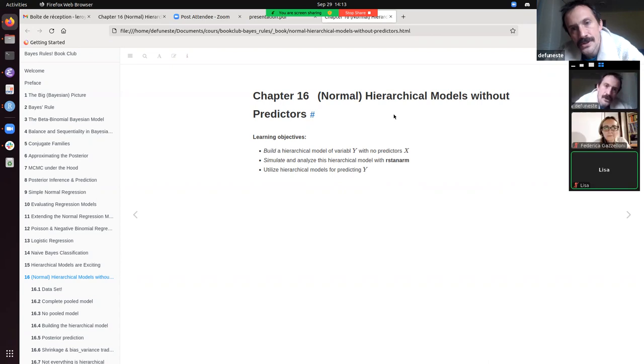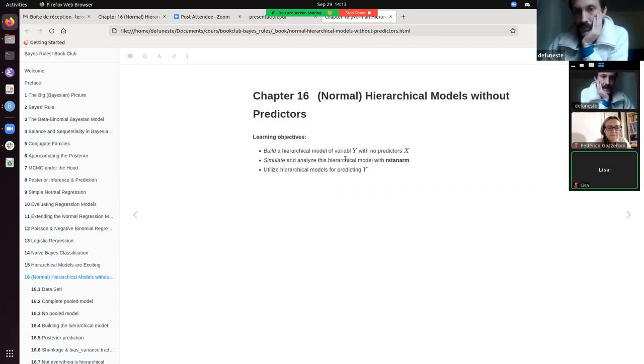Currently we are doing it without predictors, so we are kind of reproducing the same schema of the book. First, we are trying to condition Y with the data, and then we'll add predictors. But in this example, we will not use any predictor. We are just using a hierarchical model with Y and trying to explain why. Y is the response value we want to understand.